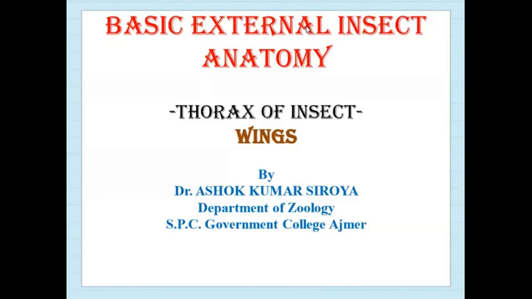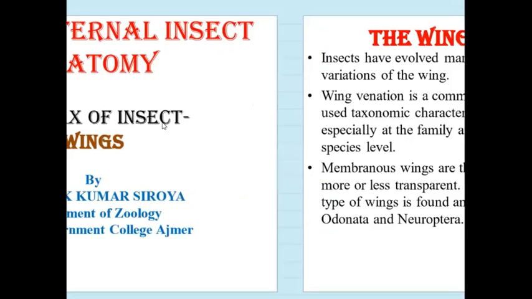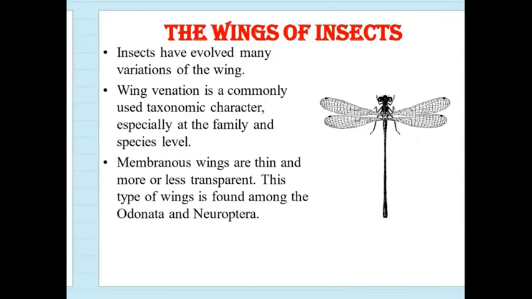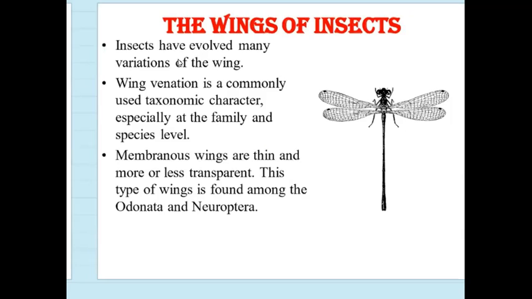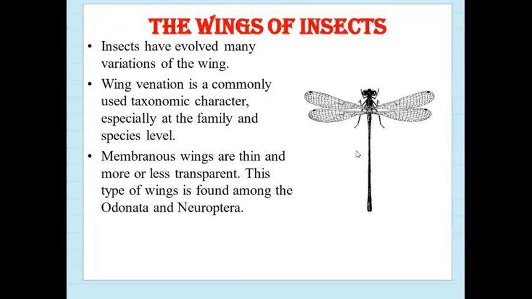In basic external insect anatomy, we earlier discussed the three pairs of legs on the prothorax, mesothorax, and metathorax. Wings are also present on the mesothorax and metathorax. Insects have evolved many variations of the wings. There are two pairs of wings. The first pair is on the mesothorax and the second pair is on the metathorax.